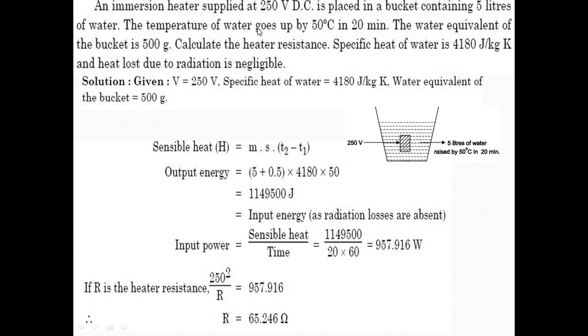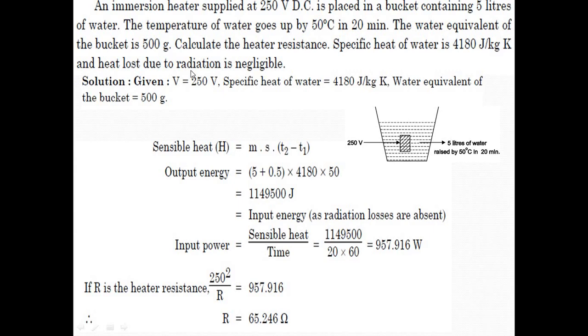Now this example is again of a thermal system. An immersion heater supplied at 250 volt DC is placed in a bucket containing 5 liters of water. Immersion heater means the input power is electrical and the water is heating, so the output is thermal. Temperature goes up to 50 degrees centigrade in 20 minutes. Now here there is only a change in temperature, so the heat in this application is sensible heat. The water equivalent of the bucket is 500 grams.